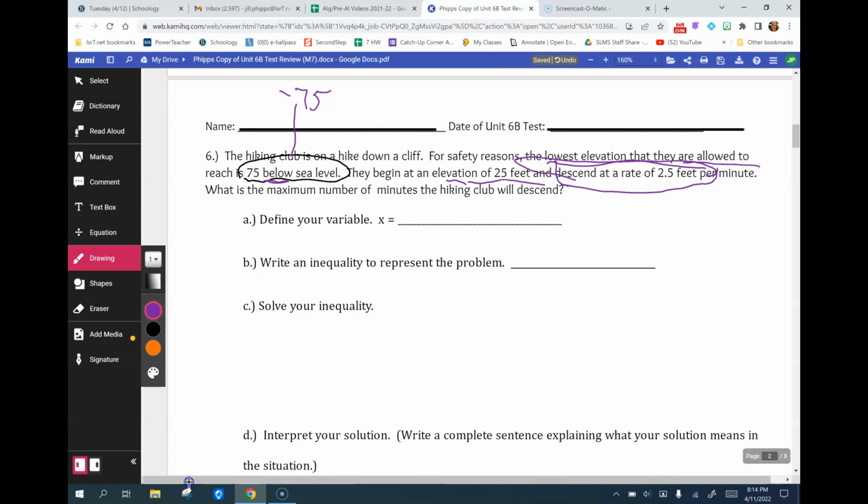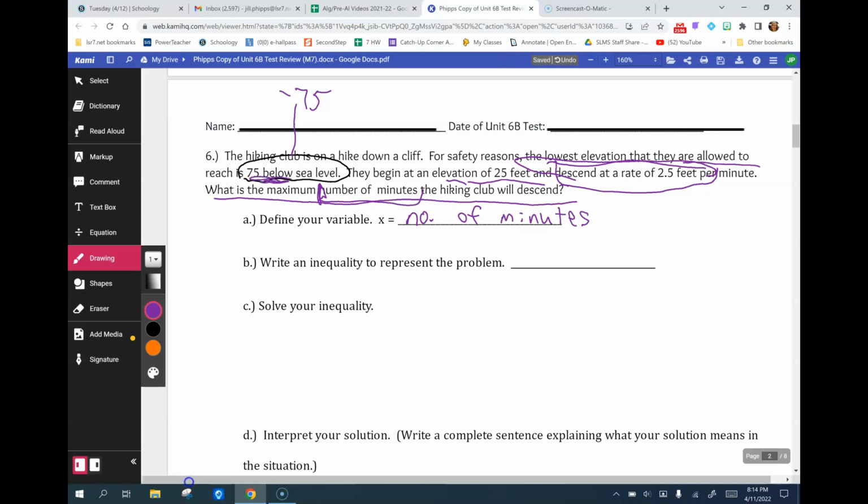So let's start with define your variable. Now, let me tell you the clue on define your variable. Look at the question. What is the maximum number of minutes? Right here, number of minutes. Just put that down here. Number, I'm going to abbreviate, no. of minutes. So always look to see what your question is. Whatever your question is, that's pretty much what your variable is. So number of minutes.